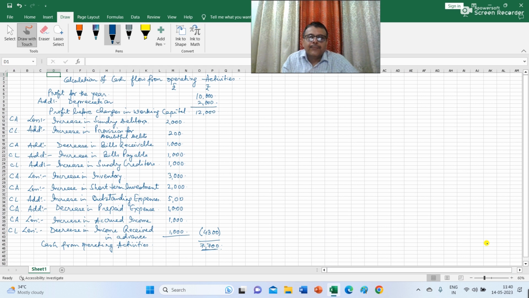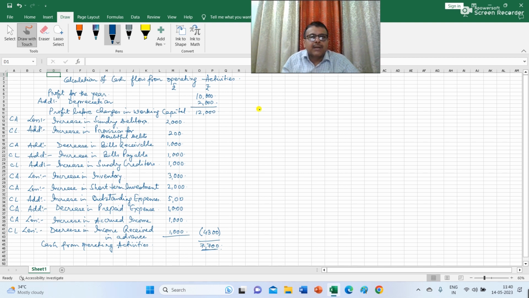So you can see the calculation in one screen. So the first item is the profit for the year, which is given for rupees 10,000, and we have added the amount of depreciation in order to arrive at fund from operation, or you can say profit before changes in working capital. Now the first item is the sundry debtors. So there is an increase in the amount of sundry debtors.